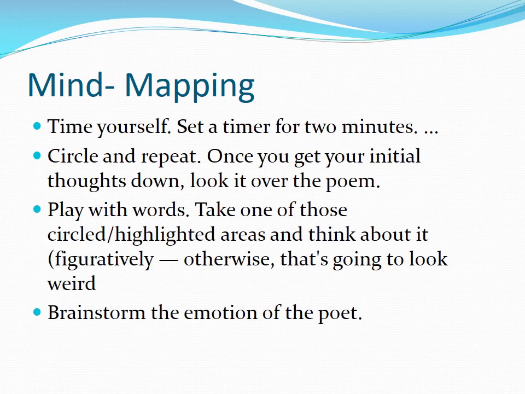Mind mapping is an idea which is revolved around the subject. It is a thinking tool that helps structure information, helping you to better analyze, comprehend, recall, and generate new ideas. Important steps are given on how to do mind mapping. The first one is time yourself. Set a timer for 2 minutes. Number 2, circle and repeat. Once you get your initial thoughts down, look over the poem. Number 3, play with words. Take one of those circled or highlighted areas and think about it figuratively. Lastly, brainstorm the emotion of the poet.